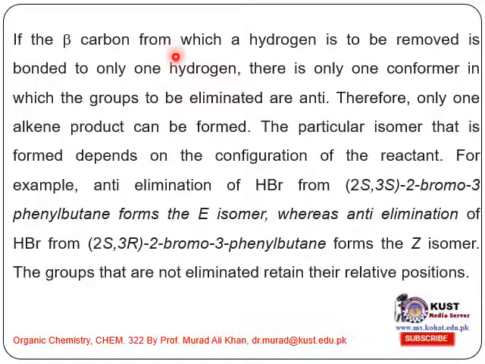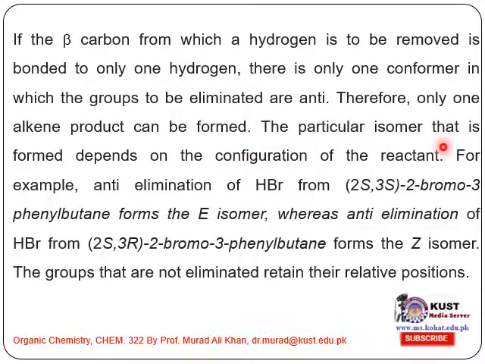If the beta carbon from which a hydrogen is to be removed is bonded to only one hydrogen, there is only one conformer in which the groups to be eliminated are anti. Okay, if the beta carbon has only one hydrogen, one conformer is possible where the hydrogen will be anti to the leaving group. Therefore, only one alkene product can be formed. So there is the possibility of the formation of only one product.